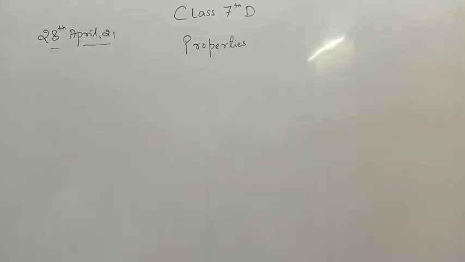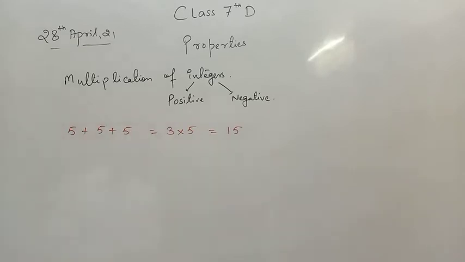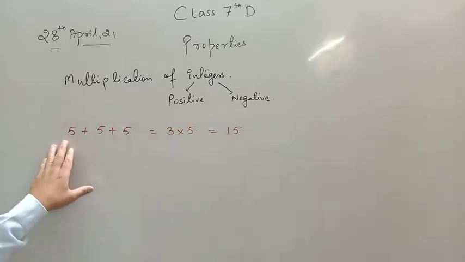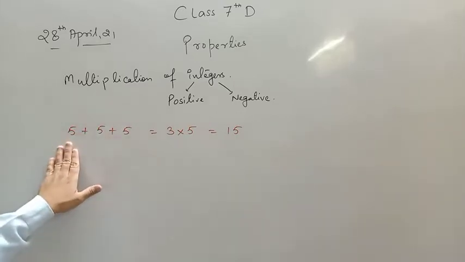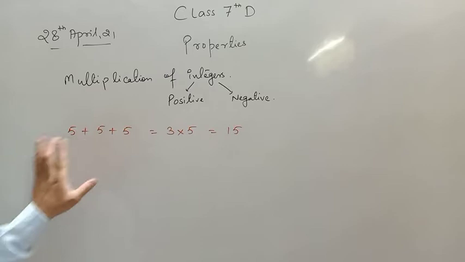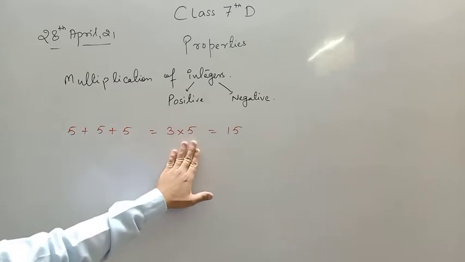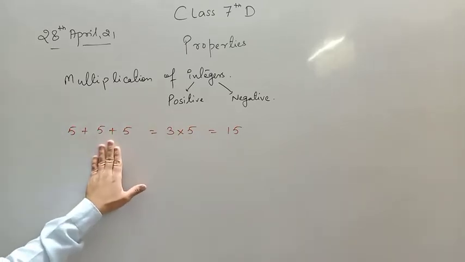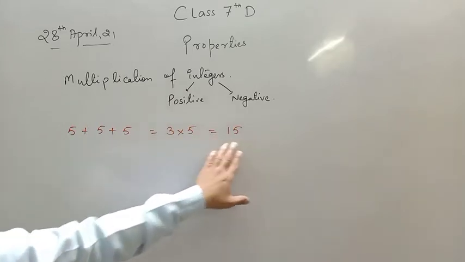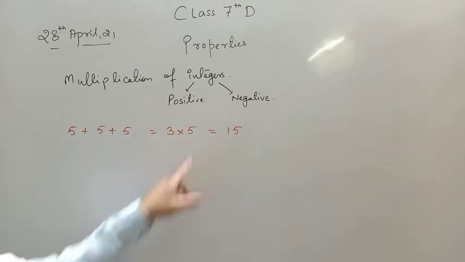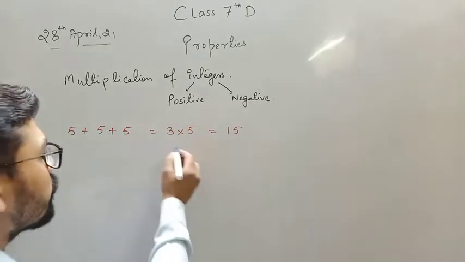Then we will start with multiplication of integers. The very first property is multiplication of integers, and integers can be positive or negative. The very first example that is given in your NCERT: let's say I have 3 integers, 5, and all 3 are positive integers. So 5 plus 5 plus 5 will give me 15, or I can represent this as 3 into 5, because 5 is added 3 times here. So I can write 3 into 5 equals 15. This is the multiplication of 2 positive integers.